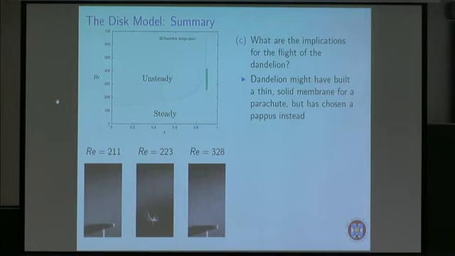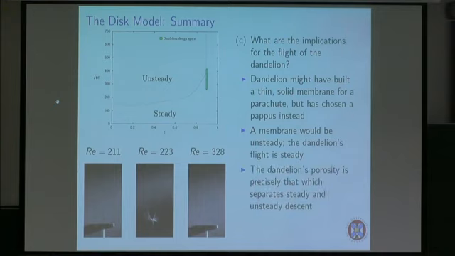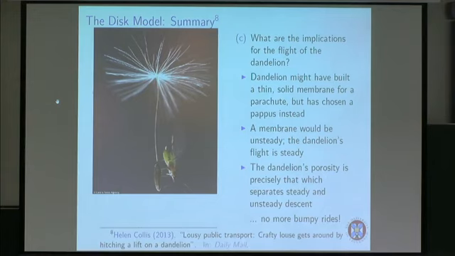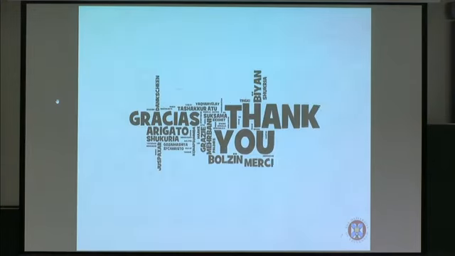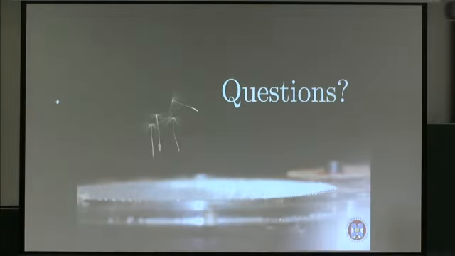So just to sum up, the more important question: what are the implications for the flight of the dandelion? As I said, the dandelion might have built a parachute that was a solid membrane. Plants can do that, no problem. Why didn't it do it? Such a membrane will be unsteady. So the dandelion's flight is steady. It's never at an angle like this, so it's not losing drag coefficient. And the dandelion's porosity is precisely that which separates steady and unsteady descent. So it's maximizing its drag, but not sacrificing too much in terms of stability. So, no more bumpy rides for the dandelion. With that, thank you very much, and I'll take questions.